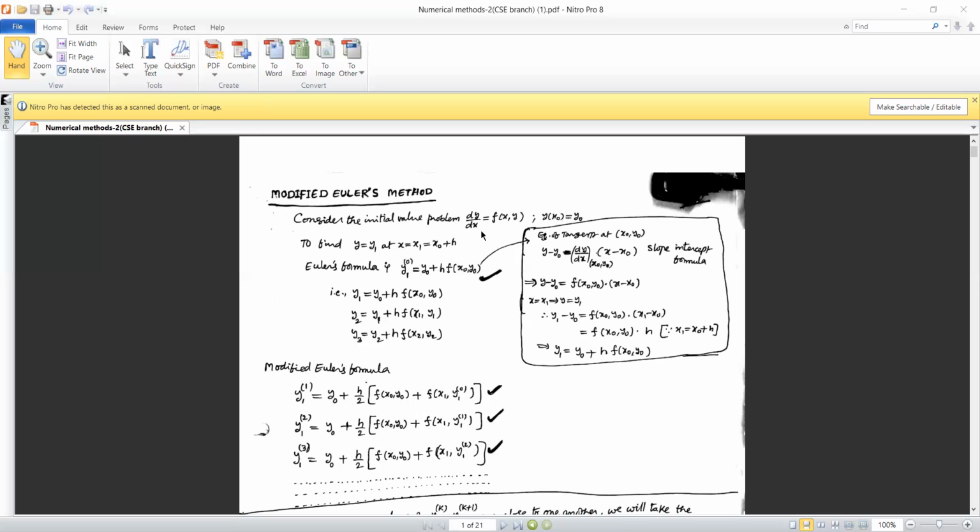Now solving this differential equation means we are solving it at particular points of x and y. So we are getting the values of y at different points, not the general solution of this differential equation.